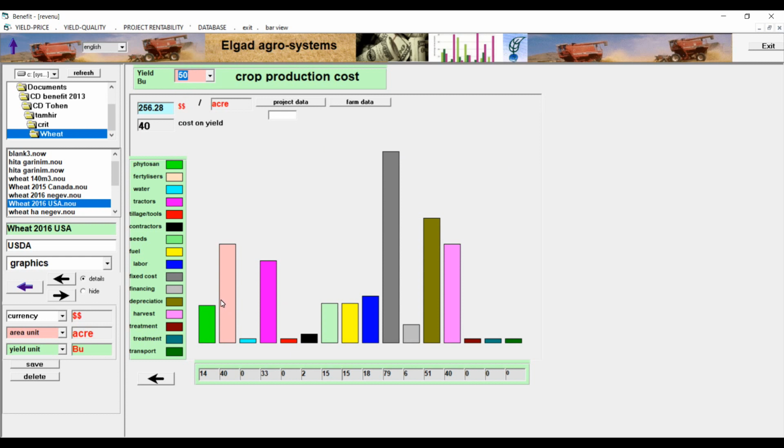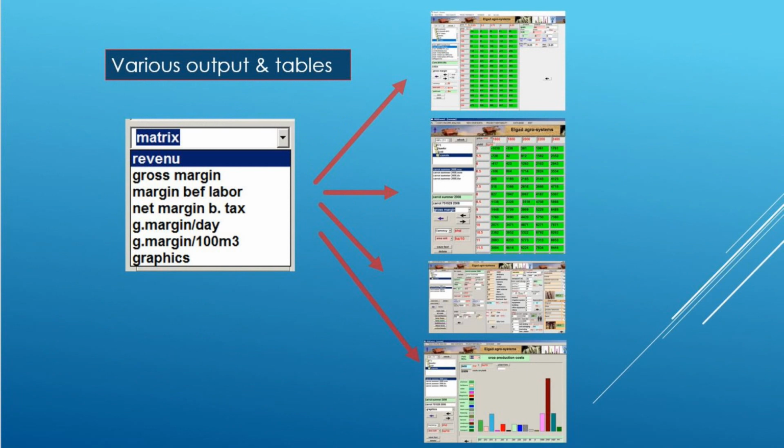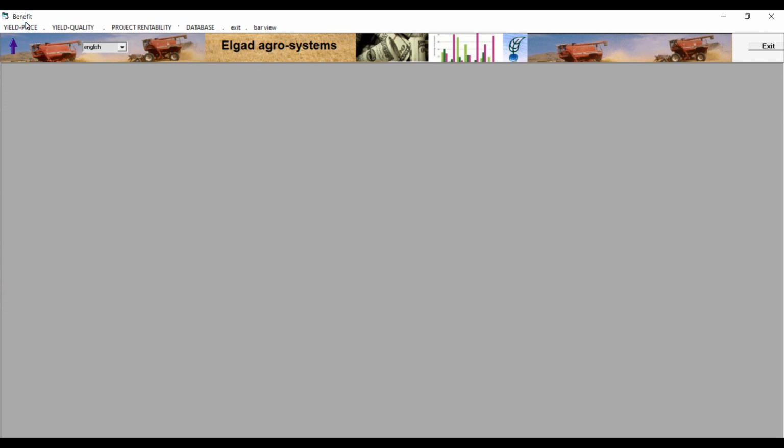And regarding the yield, with 50 bushel per acre, we have here the different costs: plant protection, fertilizers, no water, tractor, and so on. Here I see the fixed costs and the maintenance and so on. And the last one, not the last, but the harvest will be one of the main costs. So we have the choice between revenue matrix, gross margin, margin before labor, margin before tax, and so on.